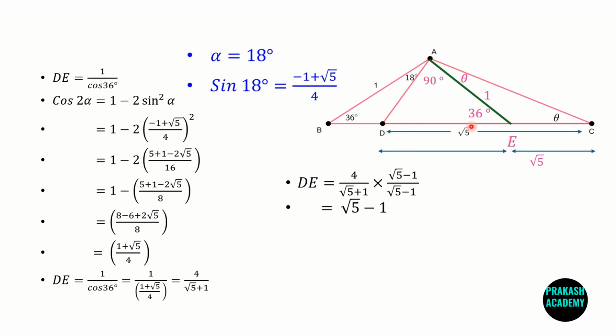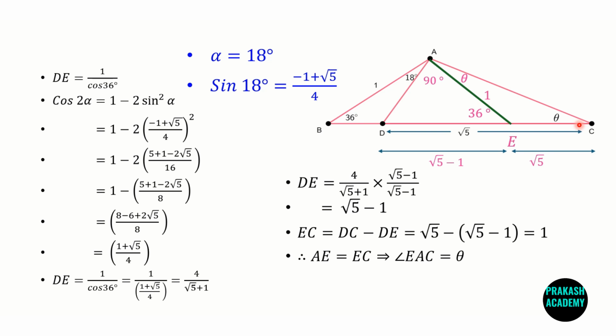So now the DE length is known and this length is root 5 minus 1 units. Then we can calculate this distance. This distance is total distance minus this distance. So EC is equal to DC minus DE. DC is root 5, that is given in the problem, and we have just derived DE is equal to root 5 minus 1. So this is equal to 1. So this distance is equal to 1 unit.